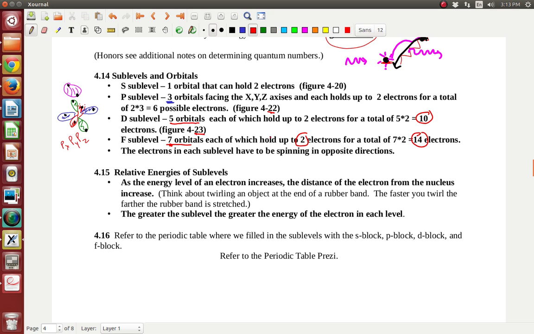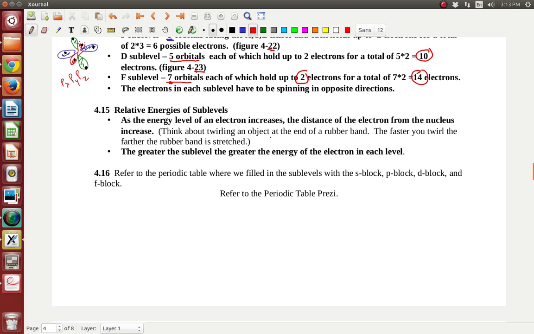Okay. Relative energies of sublevels. As the energy of an electron increases, the distance of the electron from the nucleus also will increase. Think about twirling an object. When you twirl a rubber band, here's like a rubber band with an electron, and it goes around and around a certain distance. Well, if I go faster and faster, it's going to stretch that rubber band, and so now whatever object I'm twirling is way out here. It has more energy. So that's what this is kind of like.